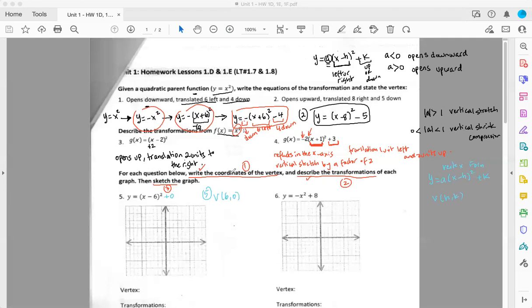Remember, coordinates of a point, these are ordered pairs. That means they have to be in parentheses, right? Don't put brackets, because this is a point, and a point is an ordered pair. So parenthesis and parenthesis, right?